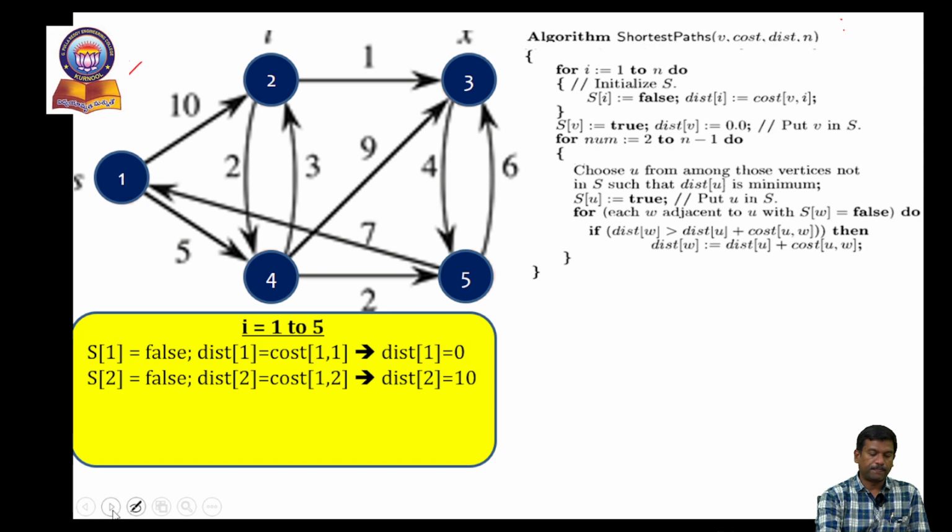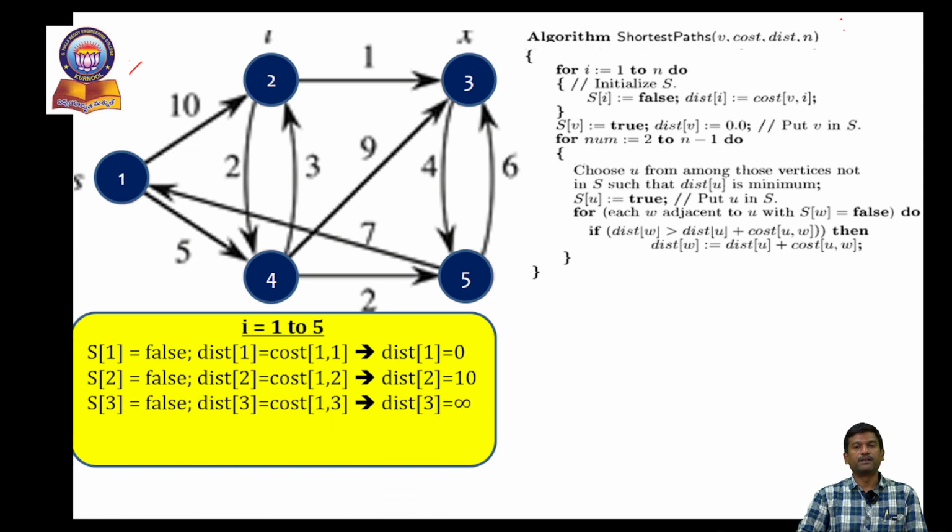That is s of 3. S of 3 equal to false. Distance of I, what is the value of I? That is 3. Distance of 3 is equal to cost of 1 comma 3. So what is cost of 1 comma 3? Since there is no direct edge connected from 1 to 3 in the initial case, if there is no direct edge, then you keep it as infinity.